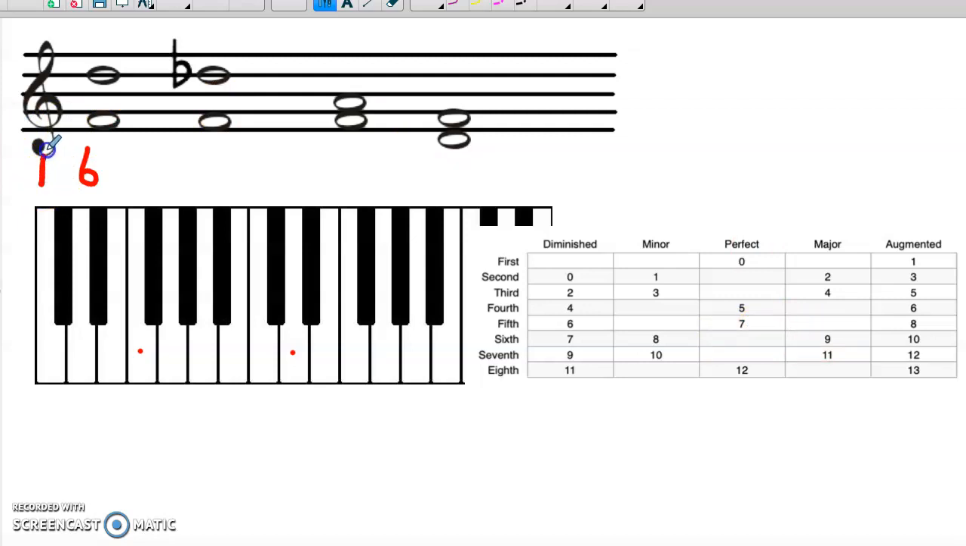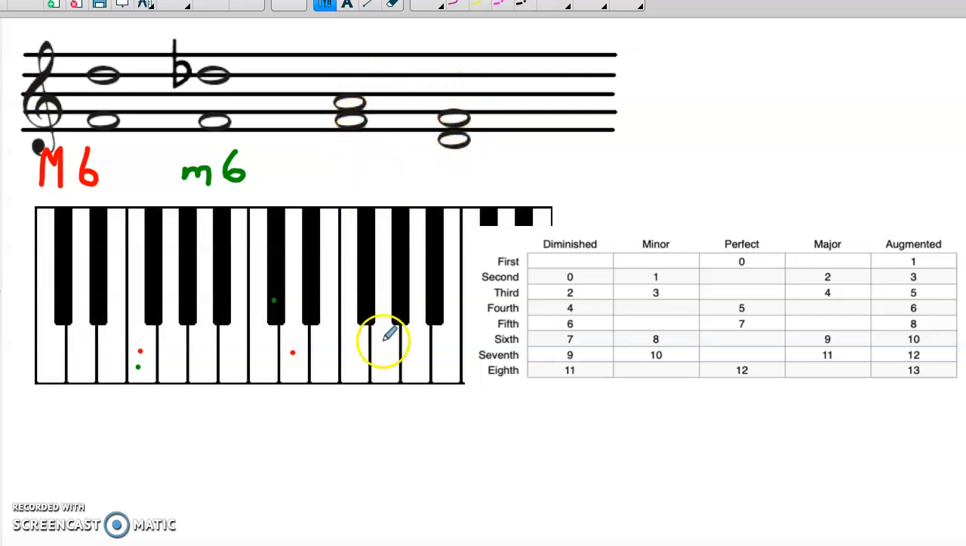We designate major by writing a capital M. Over here, here is our first note. We again have an F, but now we're going to go to a D flat. Here's a D, flats are to the left, so here's a D flat. Now let's count the half steps. 1, 2, 3, 4, 5, 6, 7, 8. Now we have a minor sixth, and that's designated by a lowercase m.